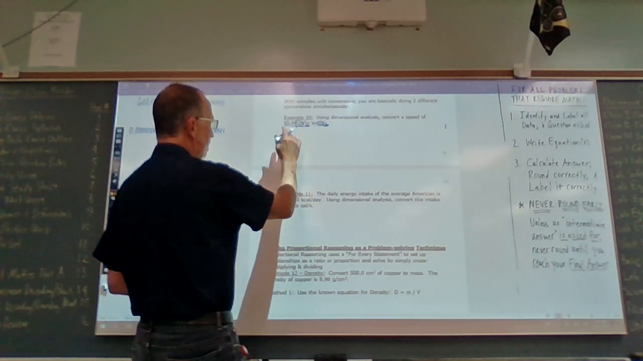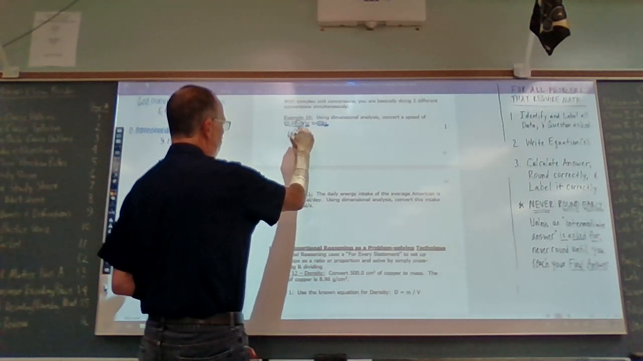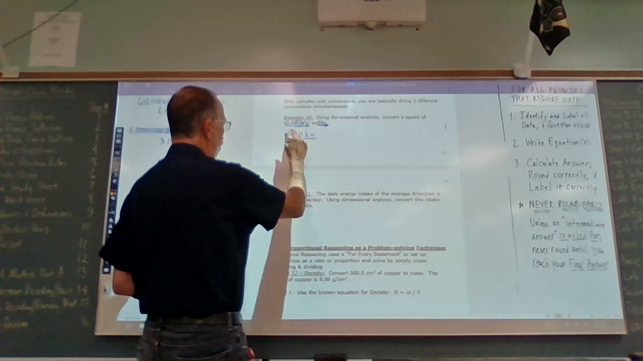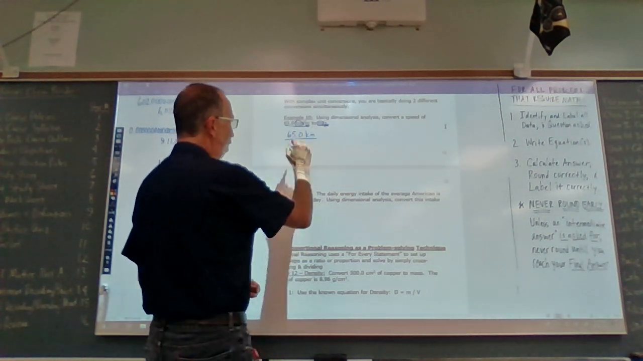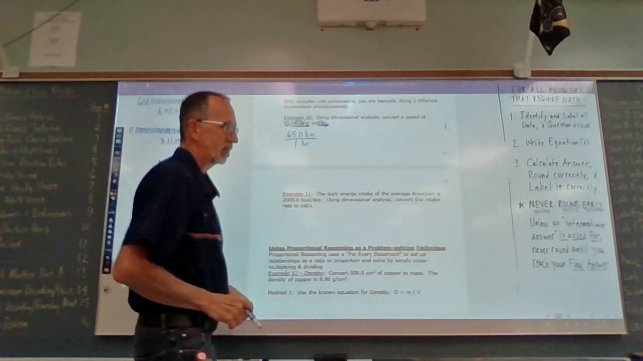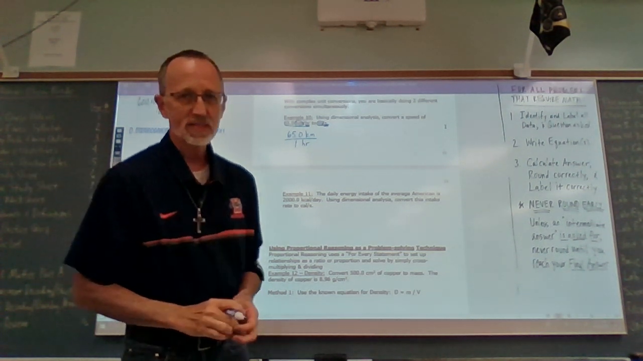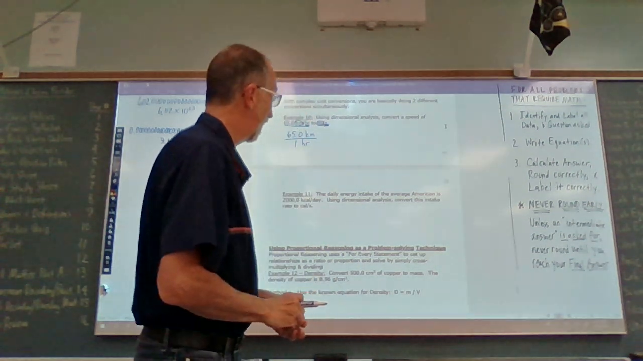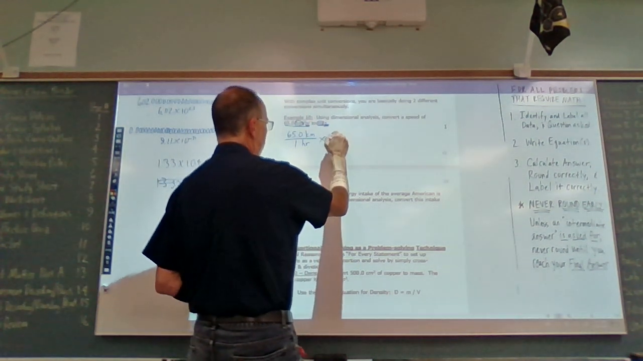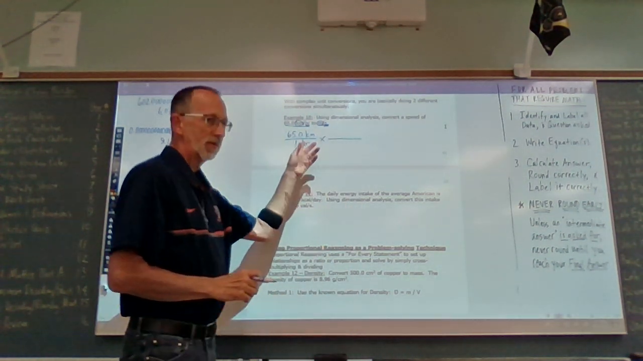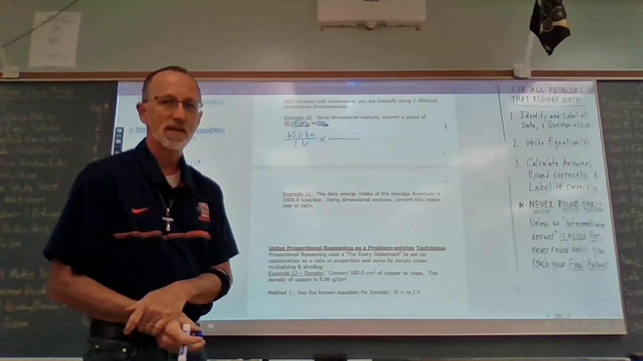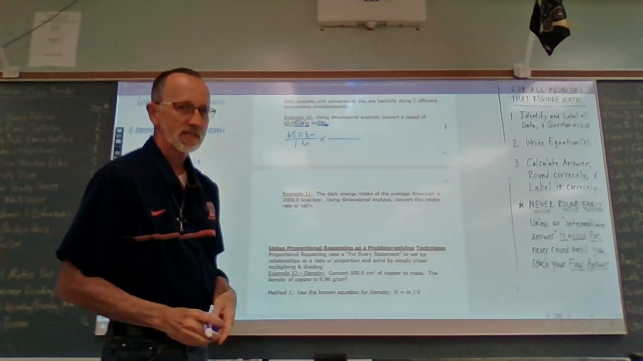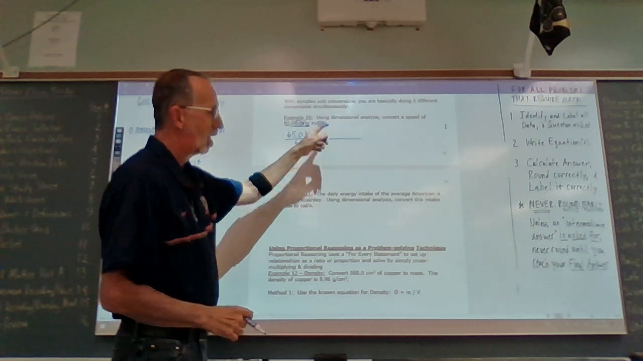So let's set this up. We have 65.0 kilometers over, remember, 1 hour. 65 kilometers per hour is 65 kilometers over 1 hour when expressed as a conversion factor. So, do you want to do the kilometers conversion first or the hours? Doesn't matter. I usually just start with the top one. So I want to go from kilometers to meters.